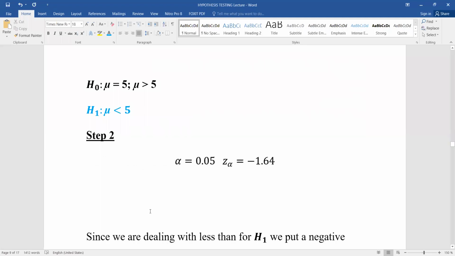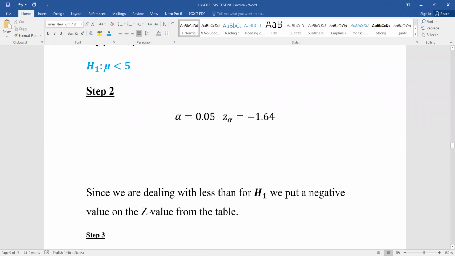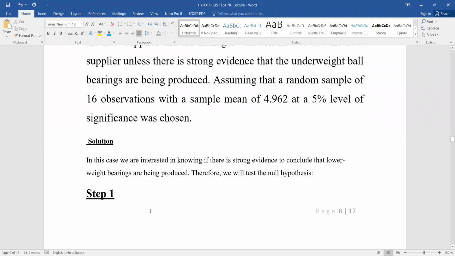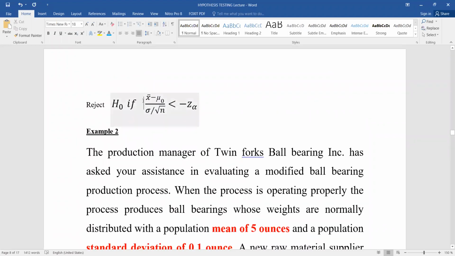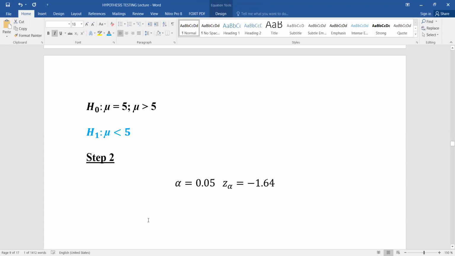Calculate for me Z computed, using this formula.